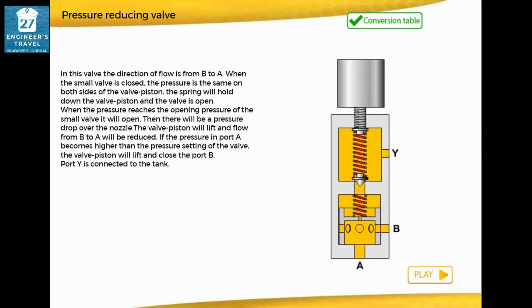In this valve, the direction of flow is from B to A. When the small valve is closed, the pressure is the same on both sides of the valve piston. The spring will hold down the valve piston and the valve is open. When the pressure reaches the opening pressure of the small valve, it will open. Then there will be a pressure drop over the nozzle. The valve piston will lift and flow from B to A will be reduced. If the pressure in port A becomes higher than the pressure setting, the valve piston will lift and close port B. Port Y is connected to the tank.